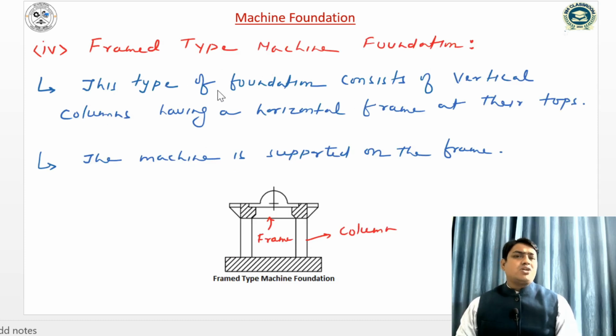And the last one is called the frame type machine foundation. This type of machine foundation is generally used for high speed machines. This type of foundation consists of vertical columns with a horizontal frame at their top, and the machine is supported on the frame. This type of foundation is generally used for high speed machines.